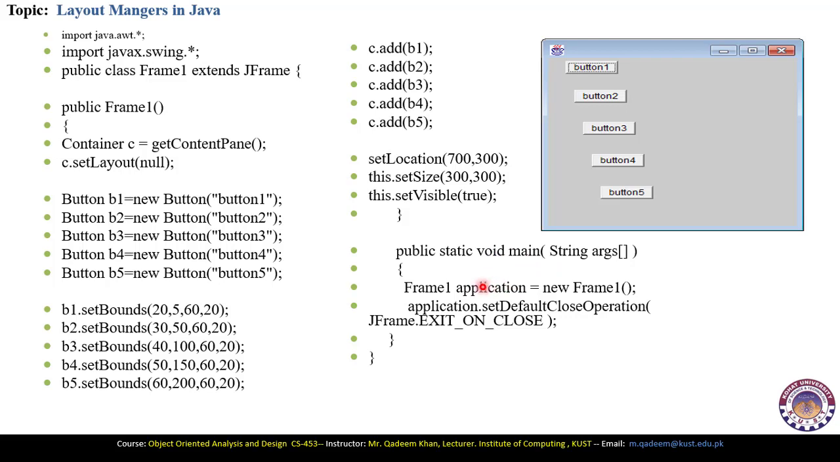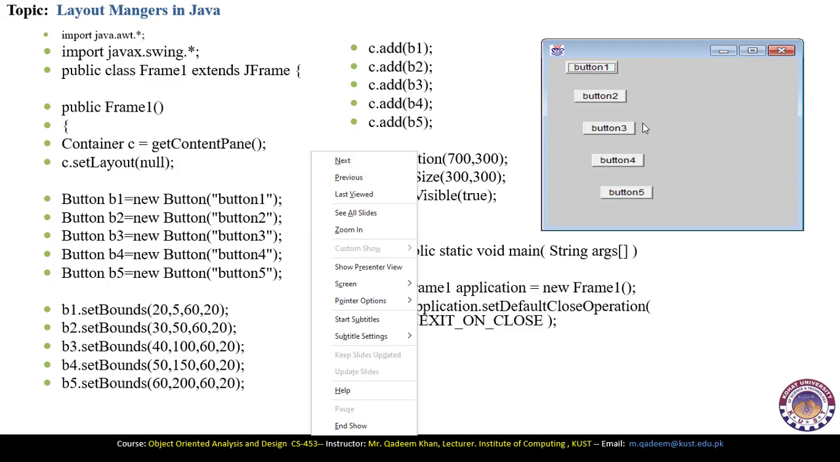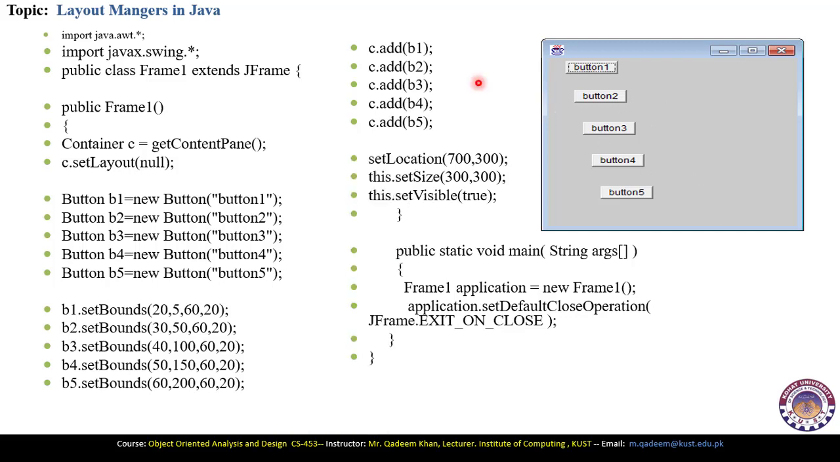Now here is the main function. In the main function, we have instantiated the object of frame1 and the constructor is here. So this GUI will be created when the constructor is instantiated, and here is the application setDefaultCloseOperation, JFrame.EXIT_ON_CLOSE. When you click this red button, the application will exit. So if you run this example, you will get exactly this output. I will not execute this example because it is for your practice purpose. You have to do it.